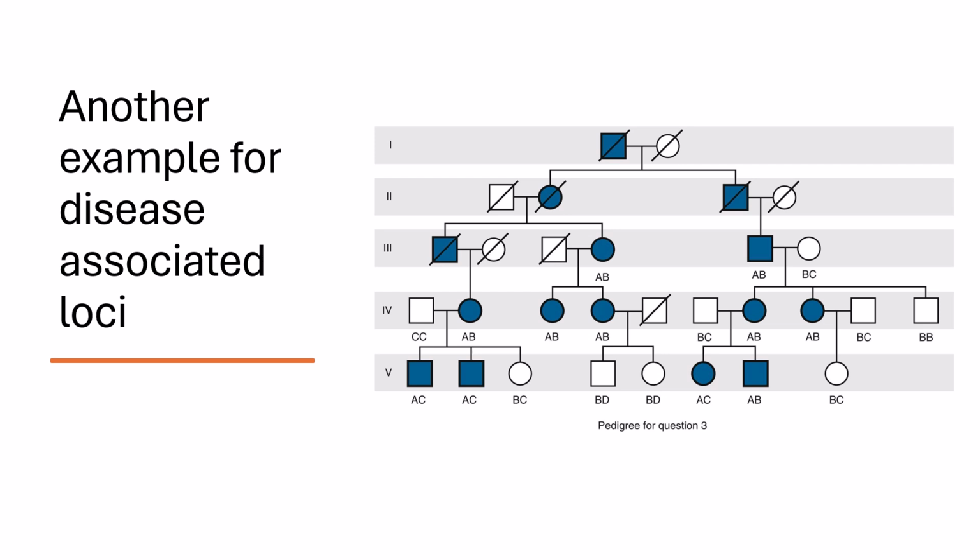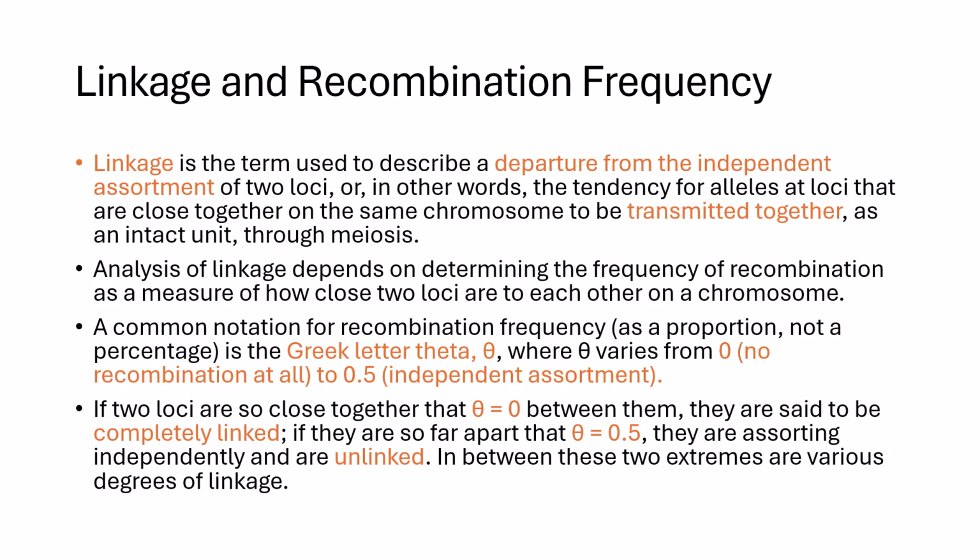So C is not associated with the disease, and B is not associated with the disease, because A, which they have inherited, is a common factor between all of the ones who have actually got the disease. So that's a very basic concept of how linkage works. So linkage and recombination frequency, going into a little bit more detail about how it is actually done and statistically done.